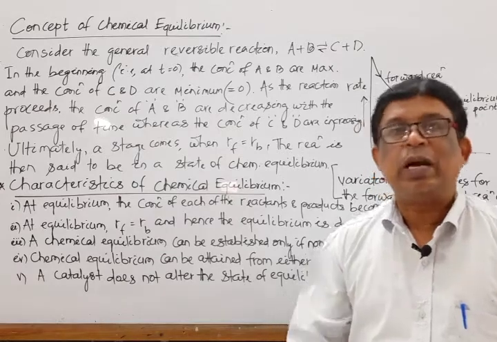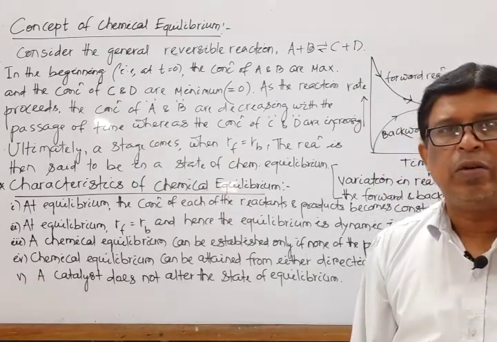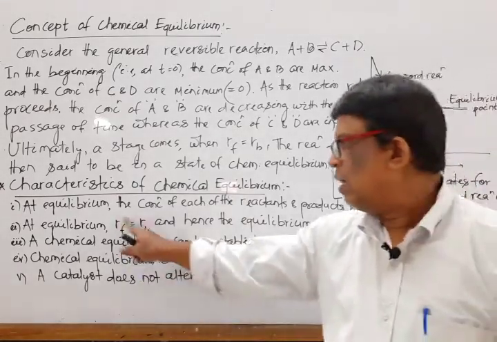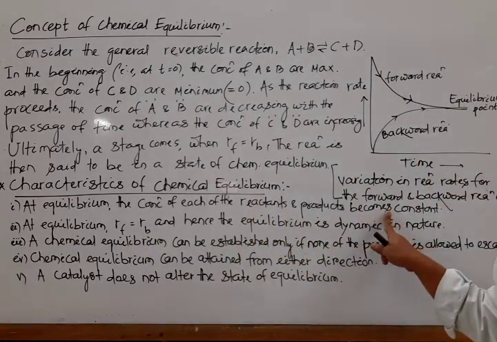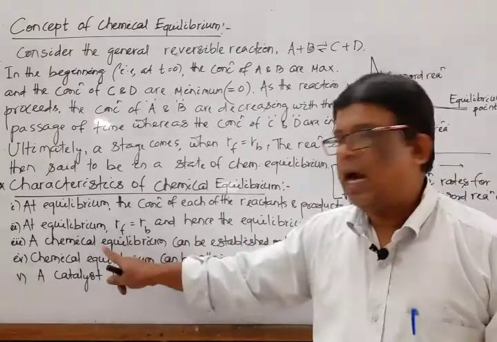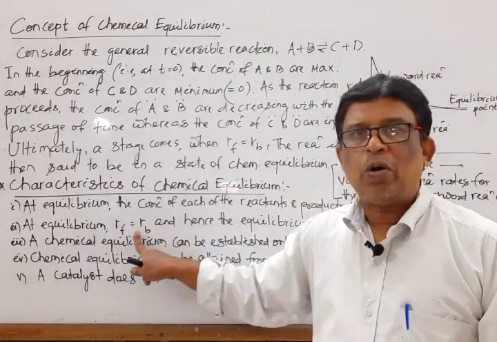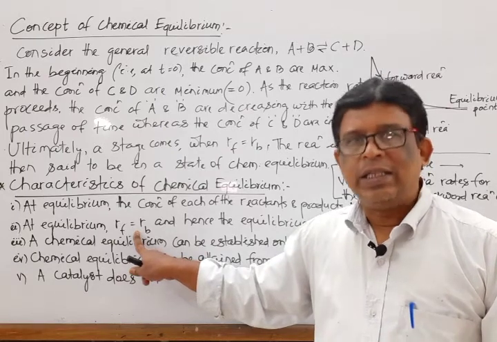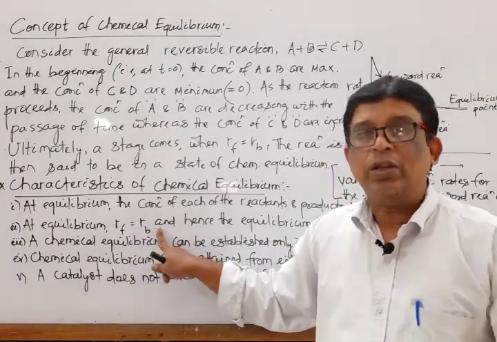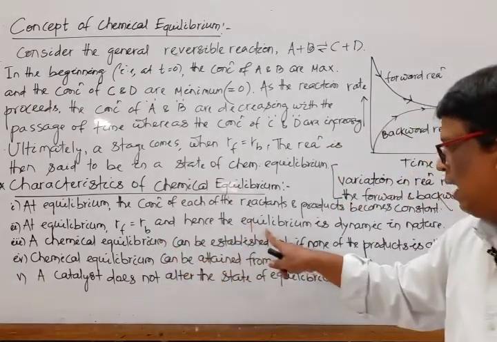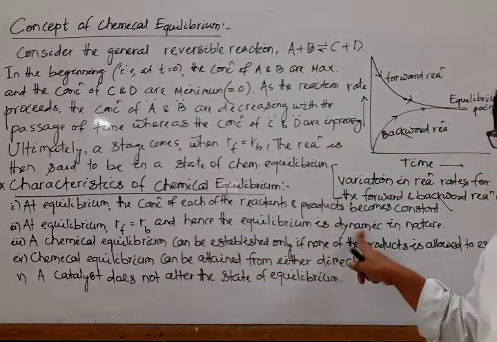Then switch over to the characteristics of chemical equilibrium. Point 1: at equilibrium, the concentration of each of the reactant and product becomes constant. Next point: at equilibrium, the rate of forward reaction is equal to that of backward reaction. That means RF is equal to RB. And the most important thing is that hence the equilibrium is dynamic in nature.